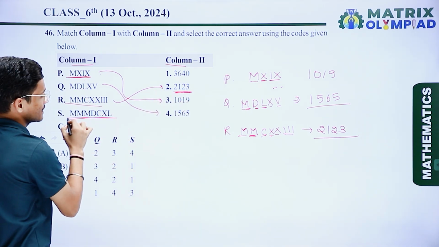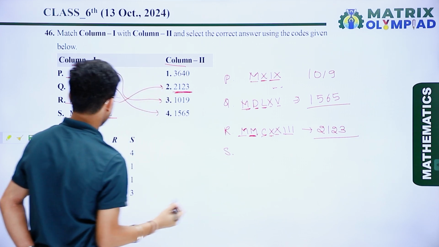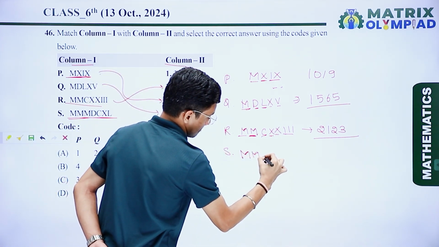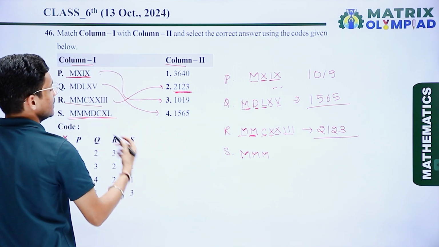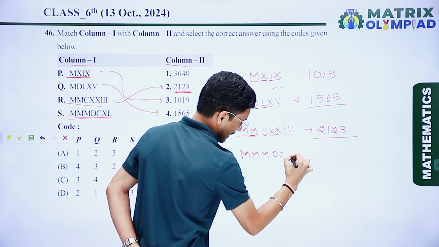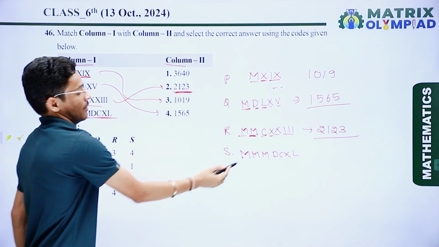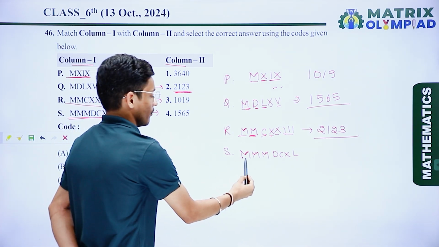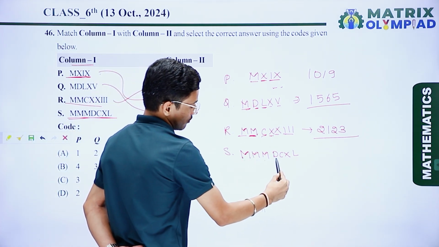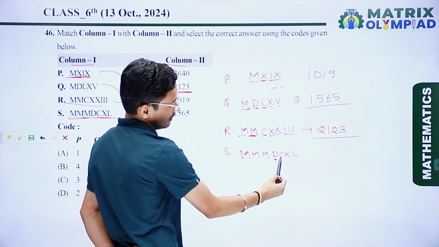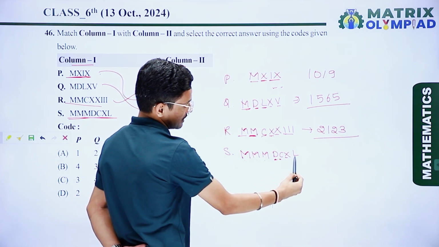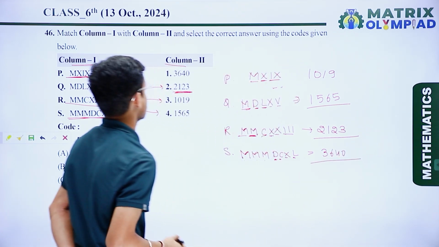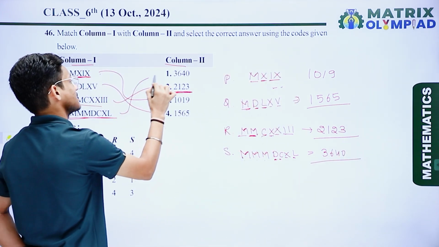And if I talk about S, that is M M M D C X L. So here M means 1000, again M means 1000 and again M means 1000. So 1, 2, 3, 3000, D which is 500, 3500, 600 and 640. So here I can say 3640. So 3640. So here S is connected to 1.